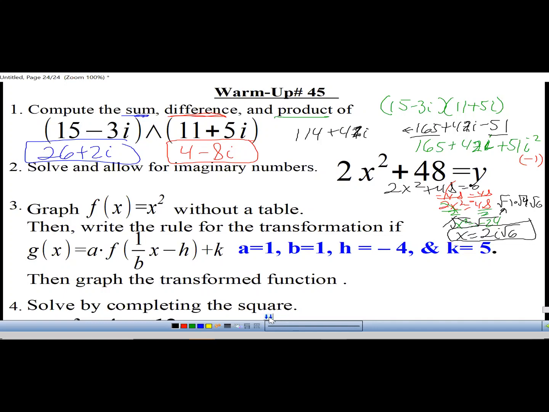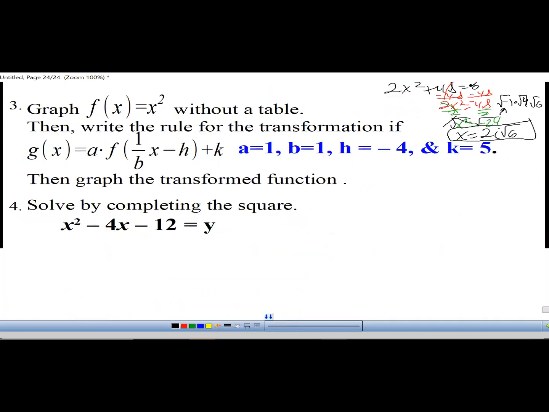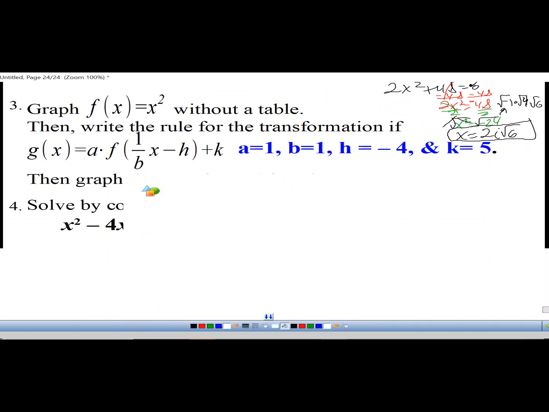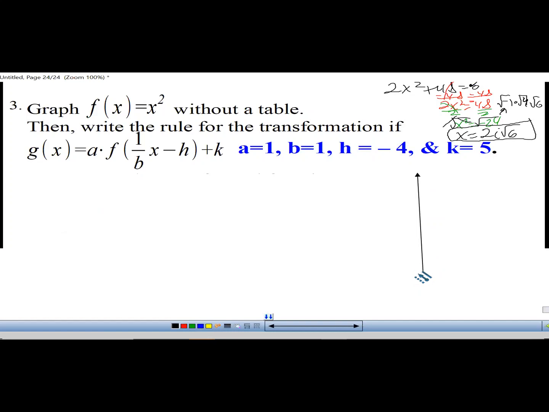Let's go to number 3. Let me make some room here. They want us to graph the original parent function f of x equals x squared without a table. So let me do that right here. By now, this should be automatic. This is x, this is f of x, and our parabola, our parent function, should look like this, right there, right there, right there, right there, and right there.